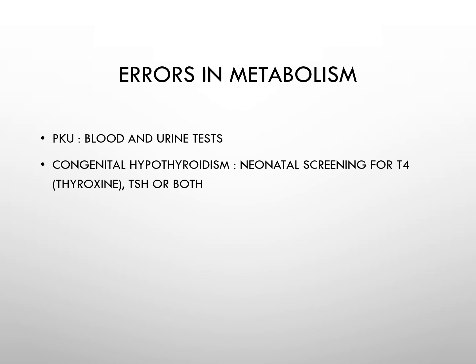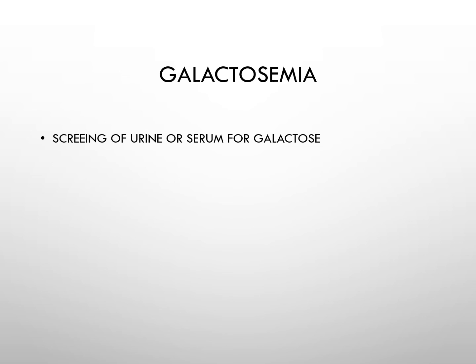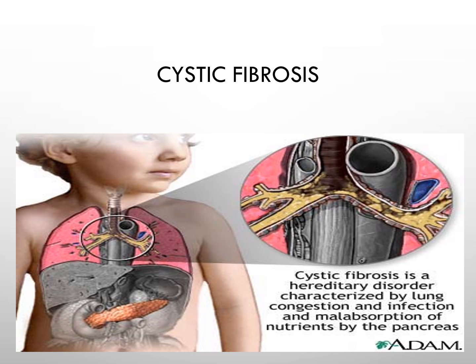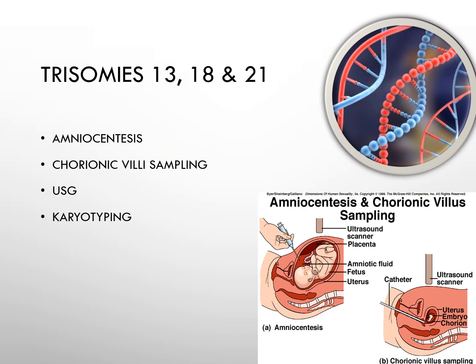Again, in order to identify errors in metabolism, that is PKU, blood and urine tests can be done. Also, congenital hypothyroidism can be identified by neonatal screening for T4, TSH, or both. Galactosemia can be identified by screening of urine or serum for galactose. Then cystic fibrosis. And again, trisomies 13, 18, and 21 can be identified by amniocentesis, chorionic villus sampling, USG, or karyotyping.